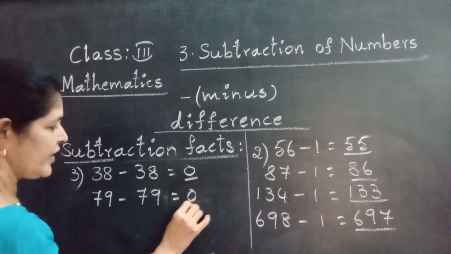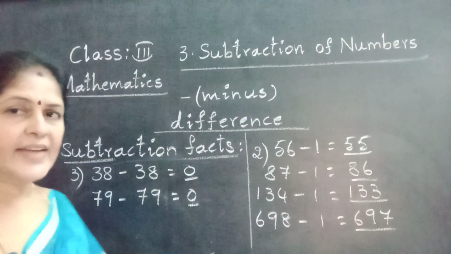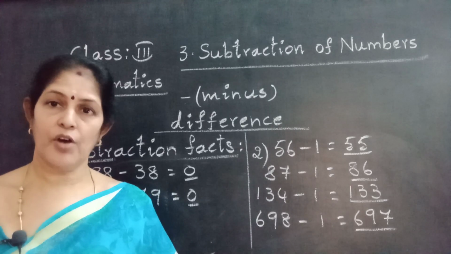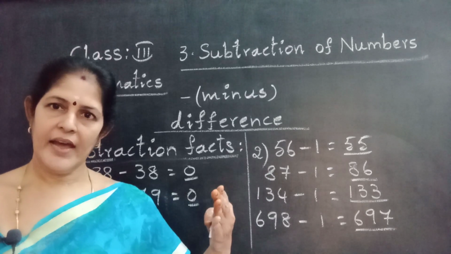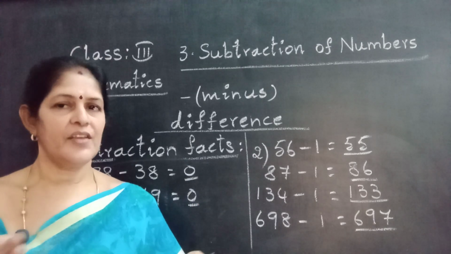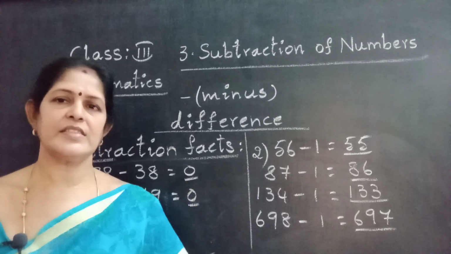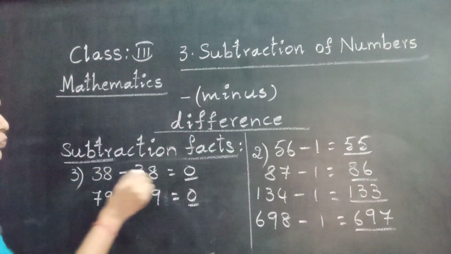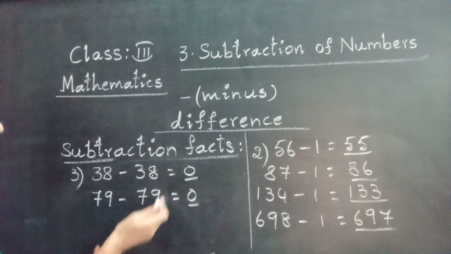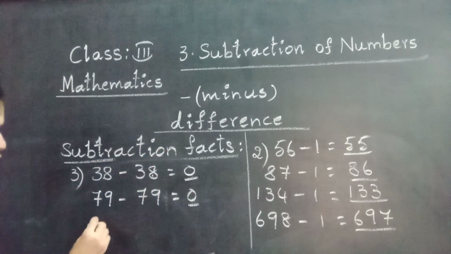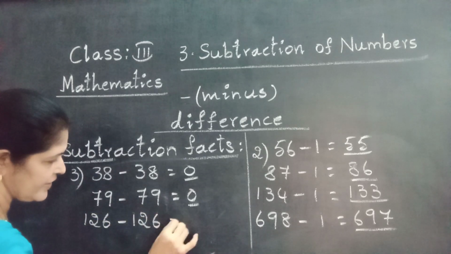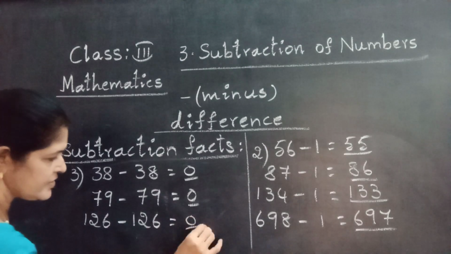0. Why do we get 0 here? Subtraction means big number minus small number. Here we compare big number minus small number. We get the difference by subtraction. Difference equals big number minus small number. But here both are the same. No big number, no small number. Both are the same. That's why the difference is 0. 126 minus 126. The difference is 0.